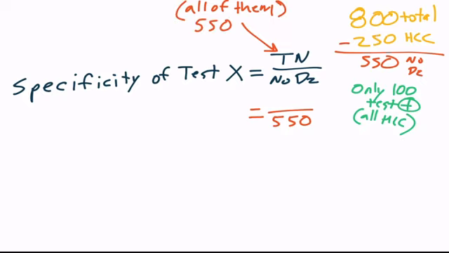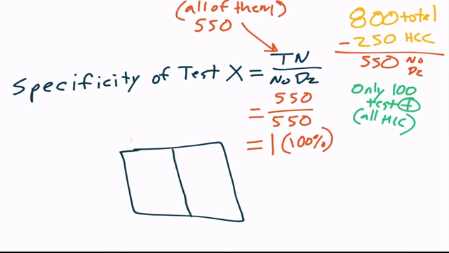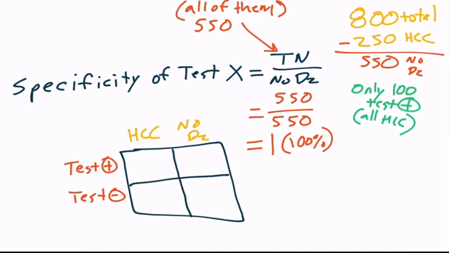So this gives us 550 true negatives divided by all those without the disease, which is also 550. This comes out to be 1, or 100%. And briefly, looking at the 2x2 table, we see that there were 550 patients without the disease, and they all tested negative. And that means there were 0 that tested positive. In other words, 0 false positives. So the specificity of test X is 100%.